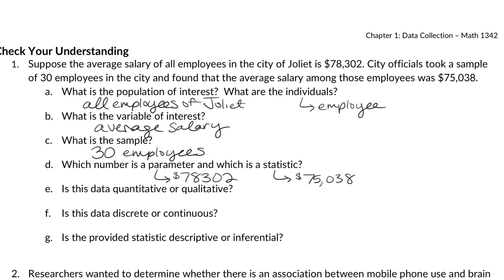Would this data be considered quantitative or qualitative? Quantitative, it was a number. Is it discrete or continuous? Continuous. Money is usually continuous because you can make like 50 cents. You can make 33 cents. So it would be continuous data. Is the provided statistic descriptive or inferential? We implied something? We drew an educated guess? Or did we just describe the population? That is a descriptive statistic.